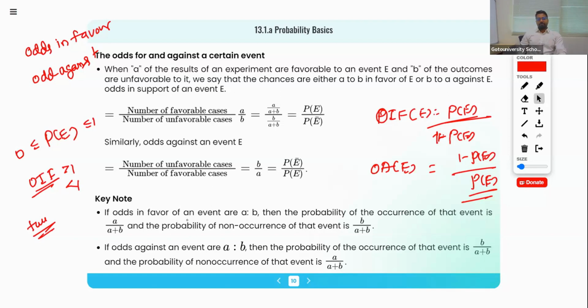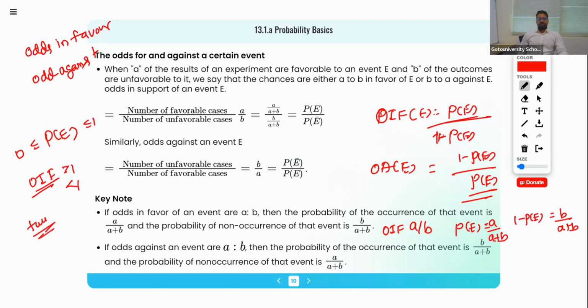If odds in favor of an event are A by B, then the probability of the occurrence of that event is given by A by A plus B, and the probability of non-occurrence of the event is B by A plus B. Don't memorize it; think about why the formula comes like this. If odds in favor is A by B, then probability of an event is A by A plus B. Probability of non-occurrence of the event is B by A plus B.